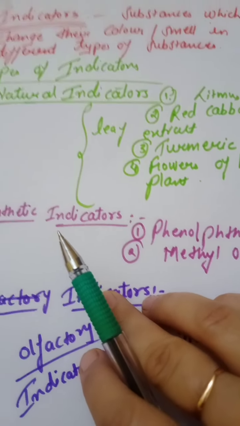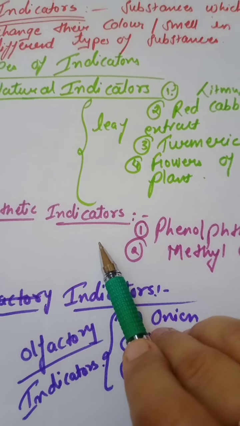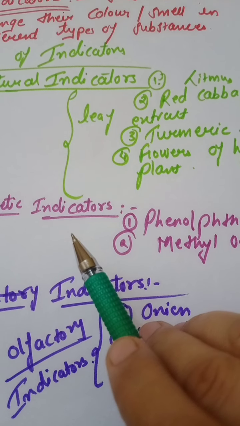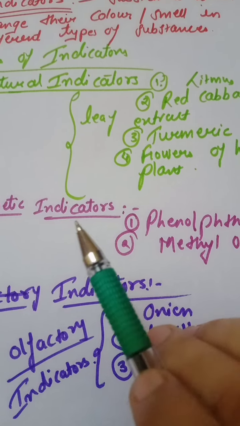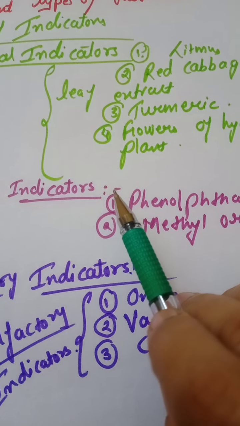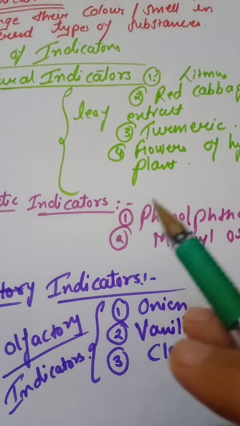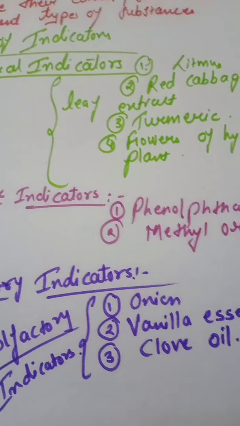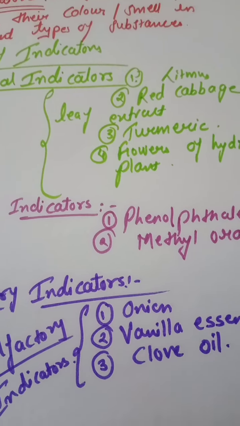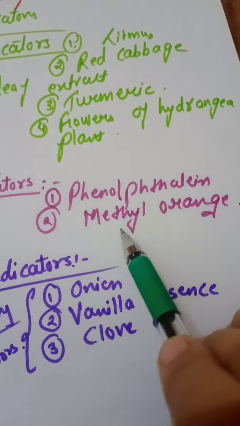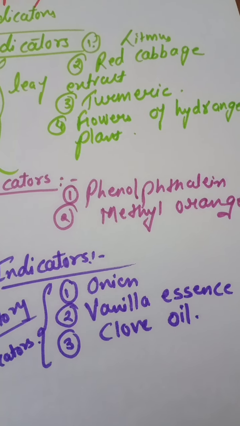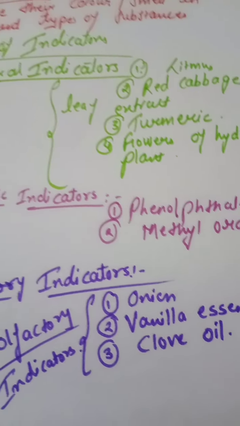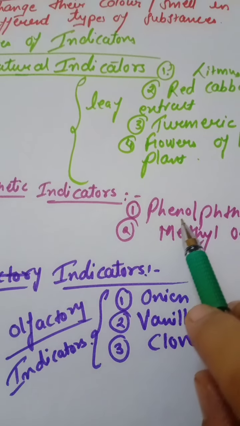Next is synthetic indicators. Synthetic indicators are indicators which are synthesized or prepared in the laboratory. Examples you can see: phenolphthalein, methyl orange, methyl red. These are a few examples of synthetic indicators.